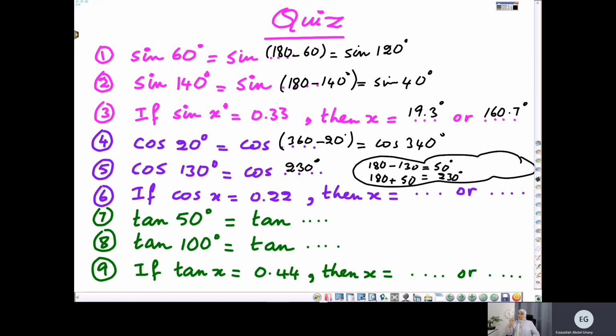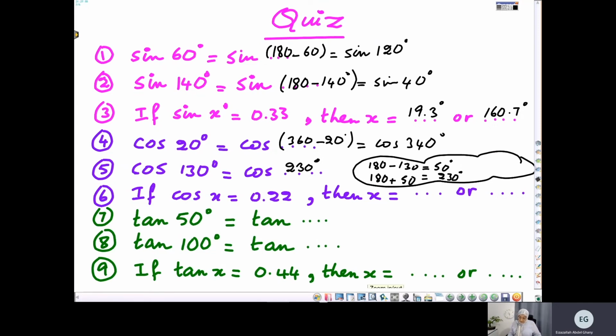I told you before, everything in math has a check. Check cosine 130. How much is it? Negative 0.64. And cosine 230? Wow, it's the same value, negative 0.64.